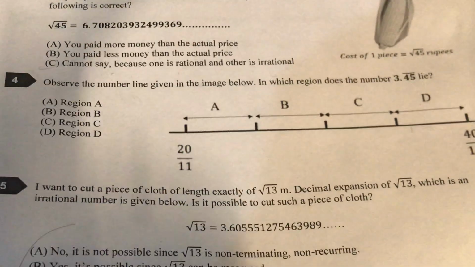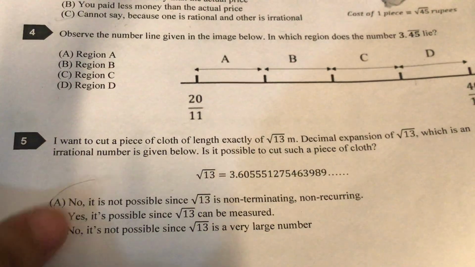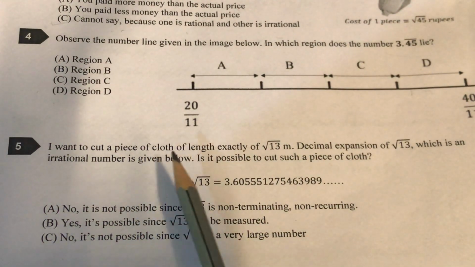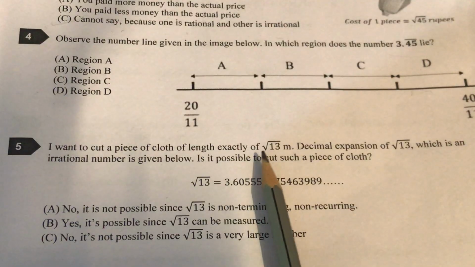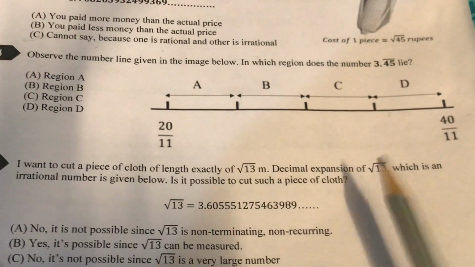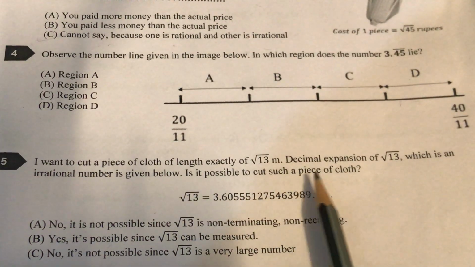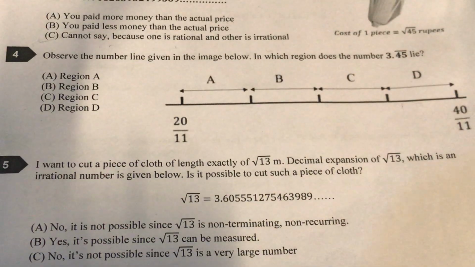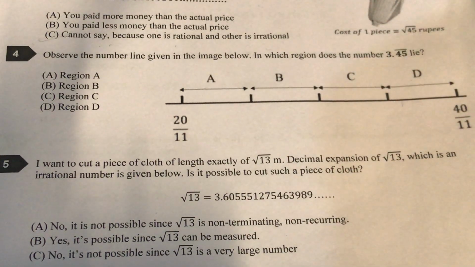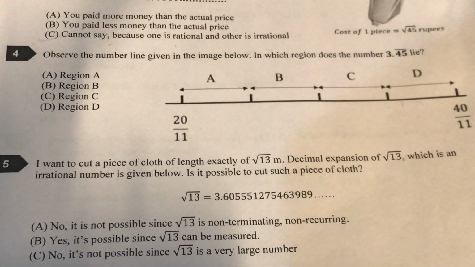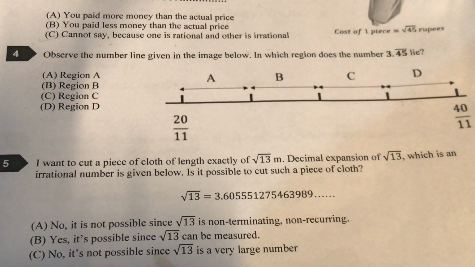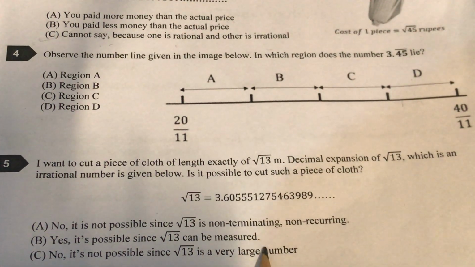Again, the next question, I mean, which is: I want to cut a piece of cloth of length exactly root 13 meter. Decimal expansion of root 13, which is an irrational number, is given below. Is it possible to cut such a piece of cloth? Well, can you represent root 13? Can you represent root 11? Can you represent root 5? You remember? I told you a spiral method to represent all the irrational numbers. So definitely, yes, it is possible, because root 13 can be measured.